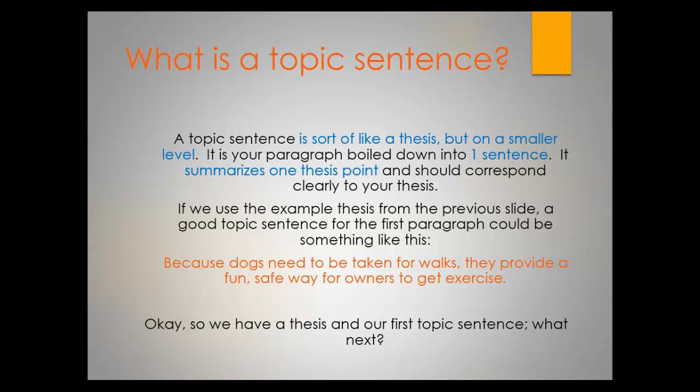For example, if you're talking about dogs in that first paragraph, and dogs being good for people to do exercise, you cannot just go ahead and talk about donkeys or anything like that. You have to stay focused on that mini thesis that you use to introduce your paragraph. Now, if we use the example thesis from the previous slide, a good topic sentence for the first paragraph should be something like this: Because dogs need to be taken for walks, they provide a fun, safe way for owners to get exercise. So that would be the first sentence, and then you expand on that.